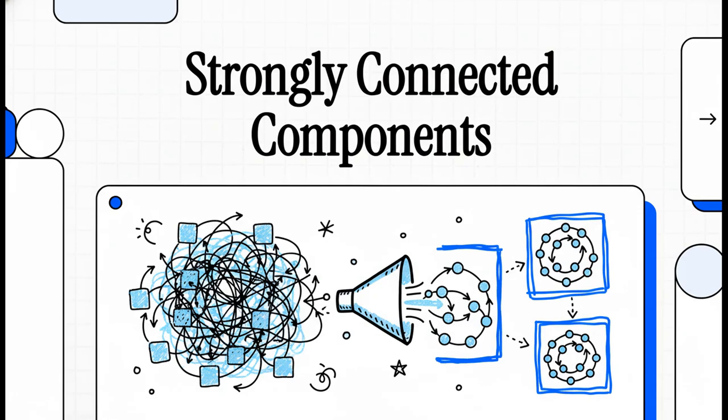What if you could take a super complex, tangled network of connections and, just like that, reveal its core structure? Compressing it into these clean, understandable chunks. Well, that's the power of finding strongly connected components, and we're about to break down exactly how it works.